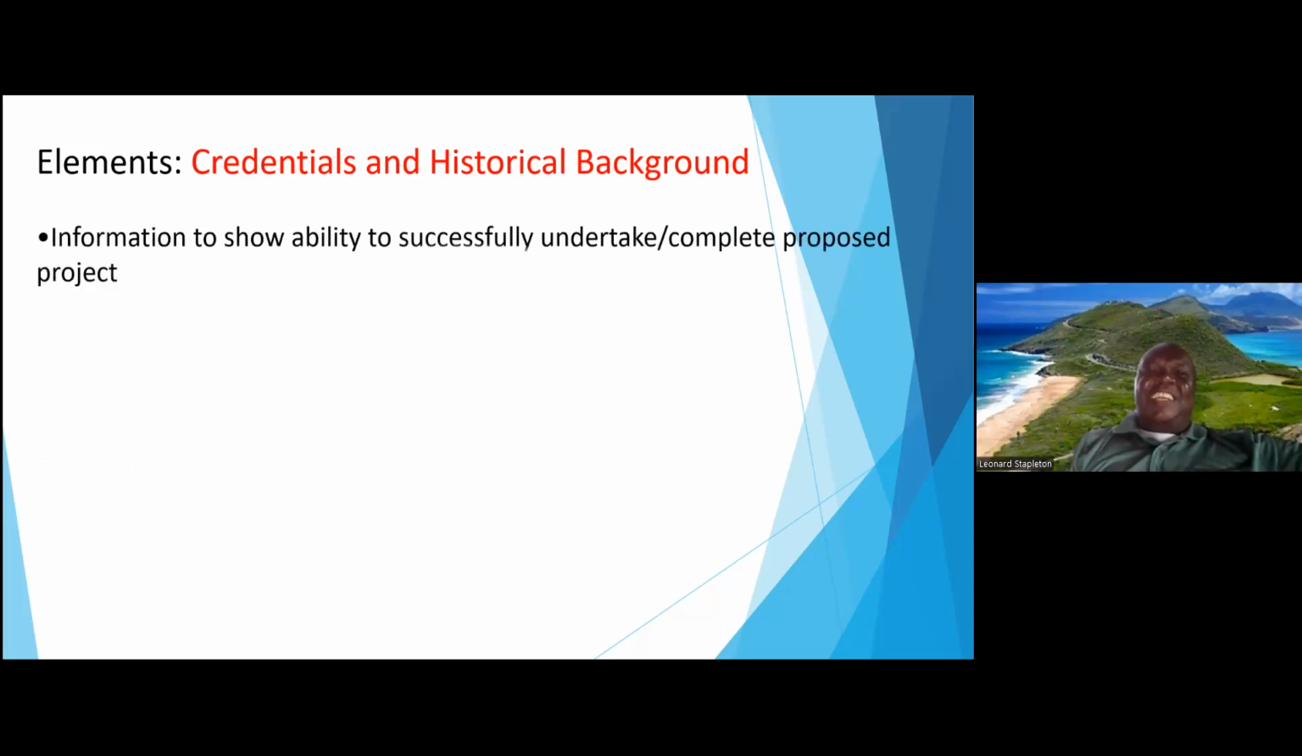Another element is the credentials and historical background of your organization. Notice that came up in the abstract, and it also was mentioned in the statement of need, a little bit. So now you still have to focus on it. And what they want here is information to show, again, your ability to successfully undertake and complete the proposed project. You can do this in two ways.